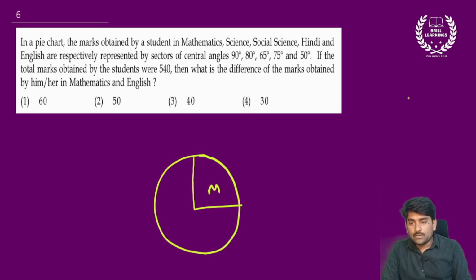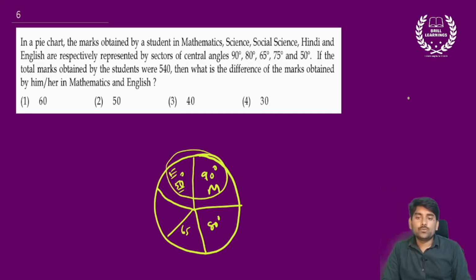Science is 80 degrees. Mathematics is 90 degrees. And social science is 65. 75 is Hindi. And 50 is English. We need to find the difference between these two, Maths and English. What is the difference here? 90 degrees minus 50 degrees, that is 40 degrees. This is the value we need to find here.